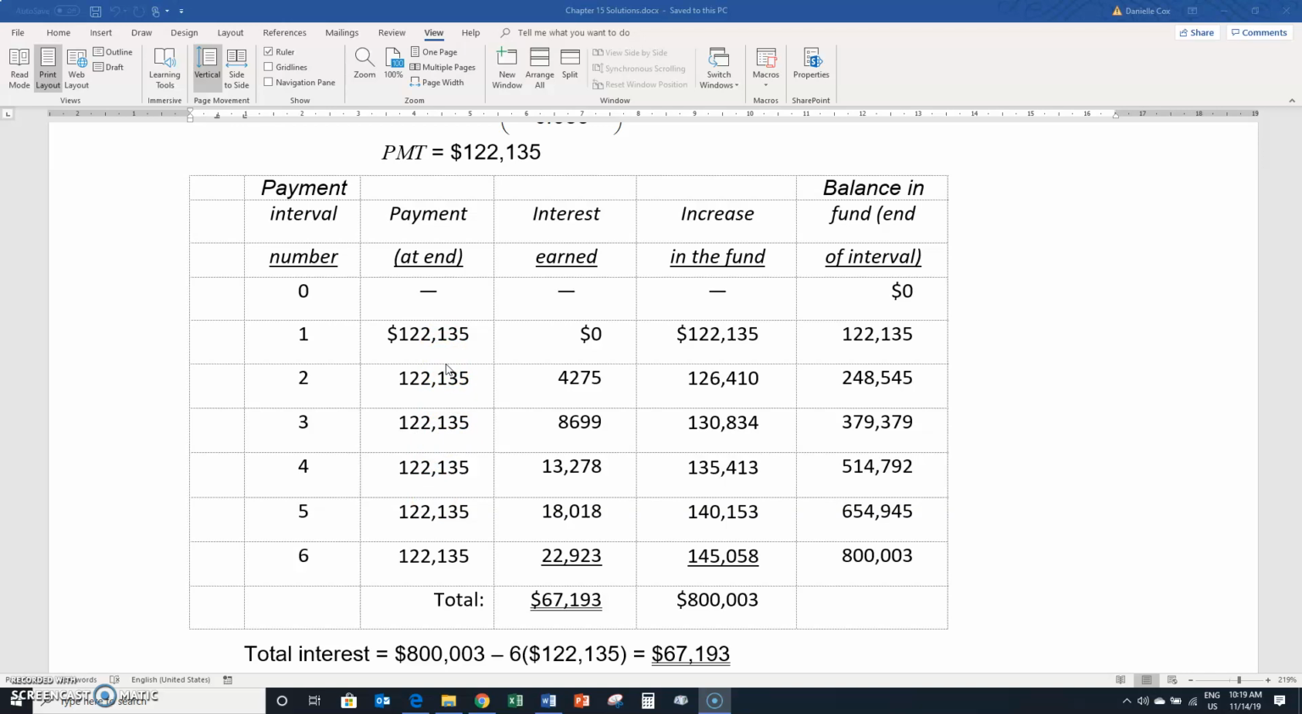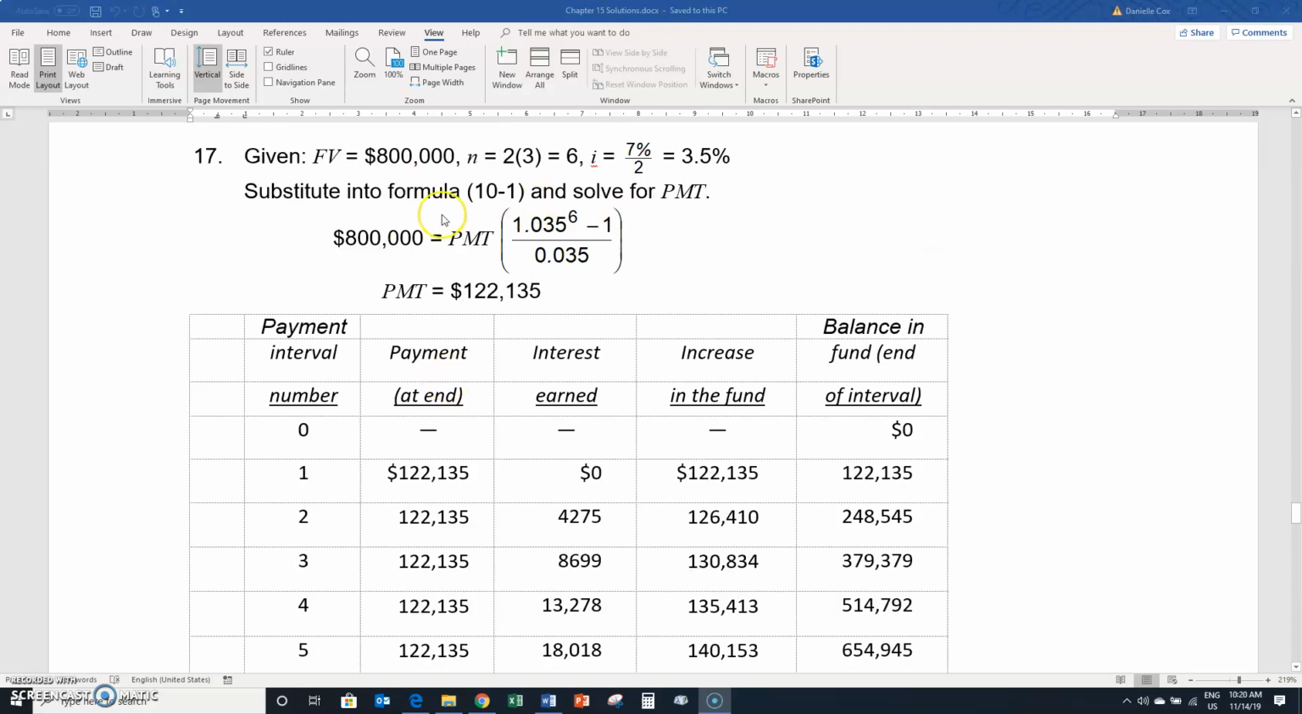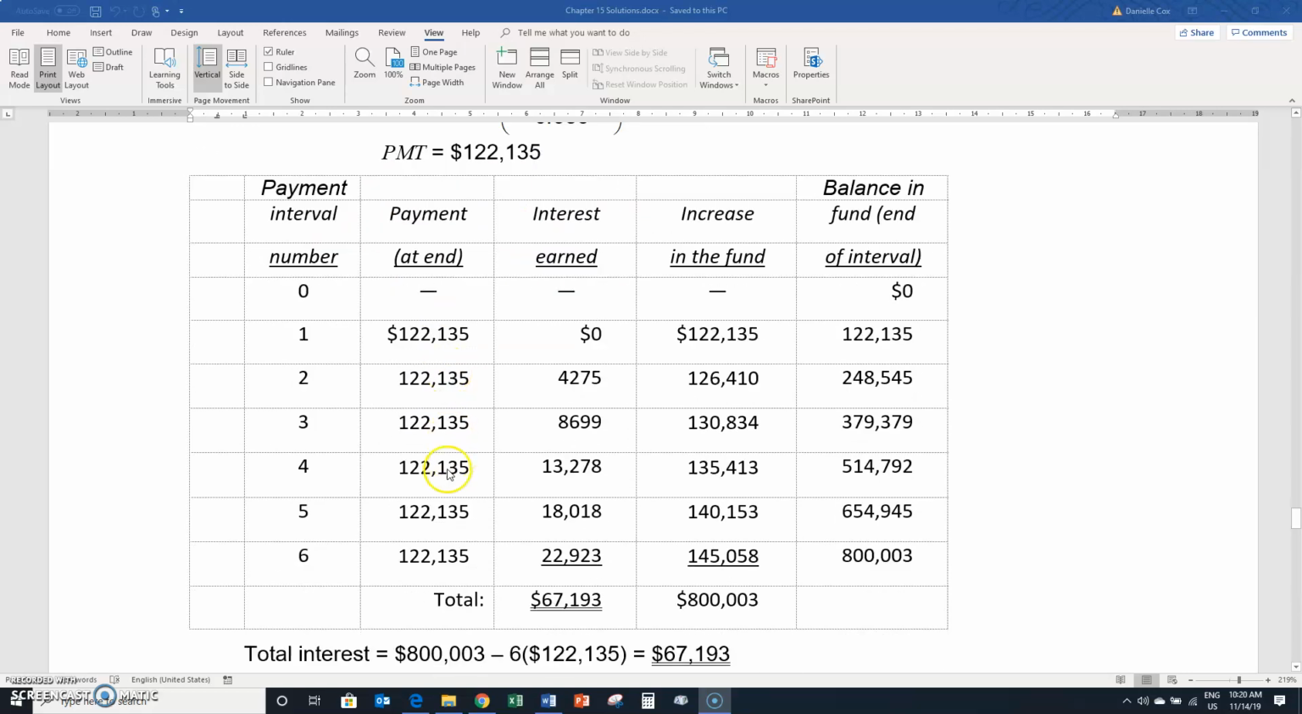If it was beginning, we would have taken the balance from the period before plus the payment, because if the payment was made at the beginning of the interval, then we would have earned interest on it during that period. So that's the only difference. Calculate the payment using beginning mode and include the payment when you're working out your interest for that period.